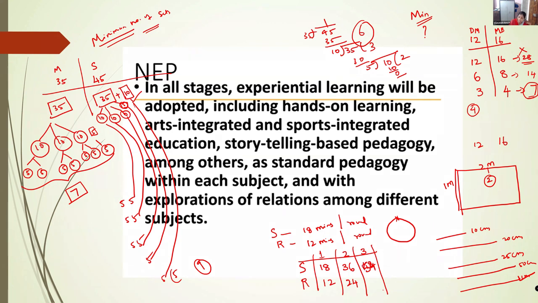54. And Ramya takes? 36. Okay. And to complete the four rounds, Sonali takes? 72. And Ramya takes? 48. So now, where they are meeting, after how many minutes will they meet again at the starting point?